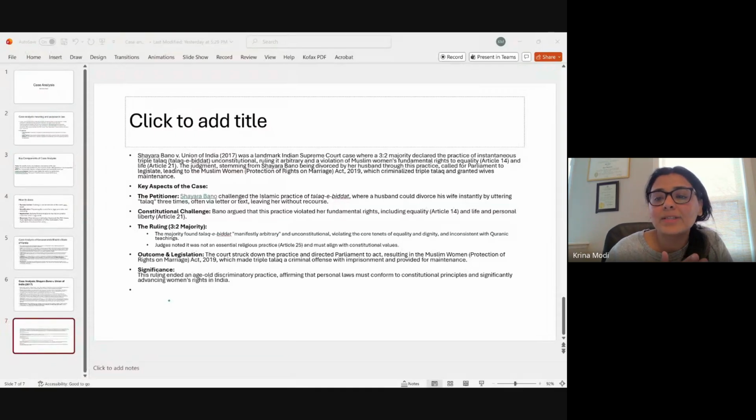So when you keep this IRAC formula in mind, issue, rule, application, conclusion, it becomes easy. You just have to keep your case issue in mind. You should know what rules are there for that issue. Like in the current case, if you see, what was the issue? The issue was triple talaq.